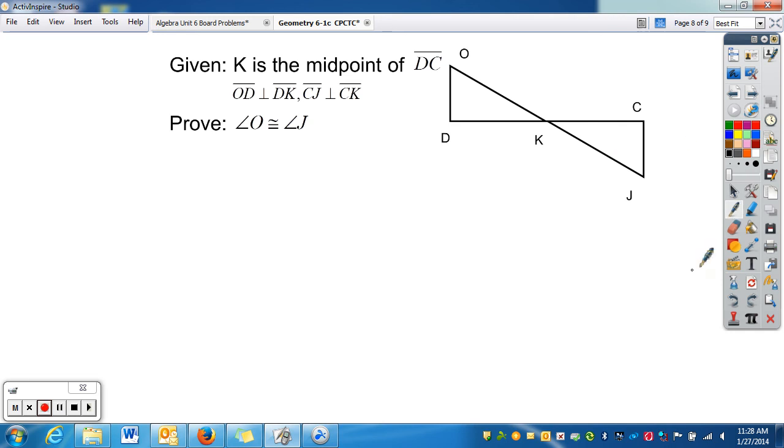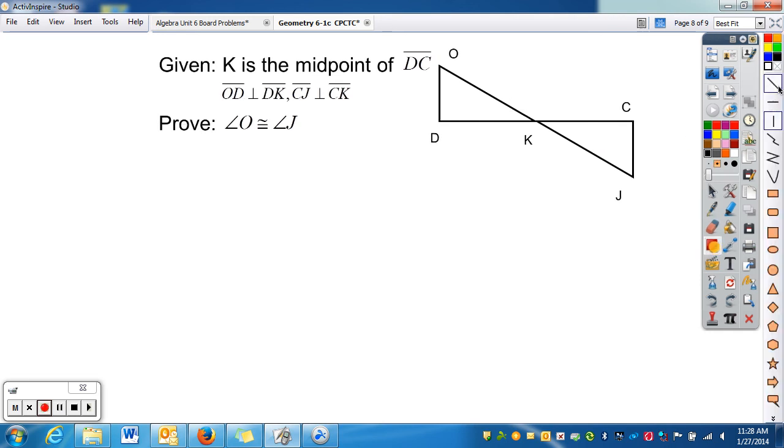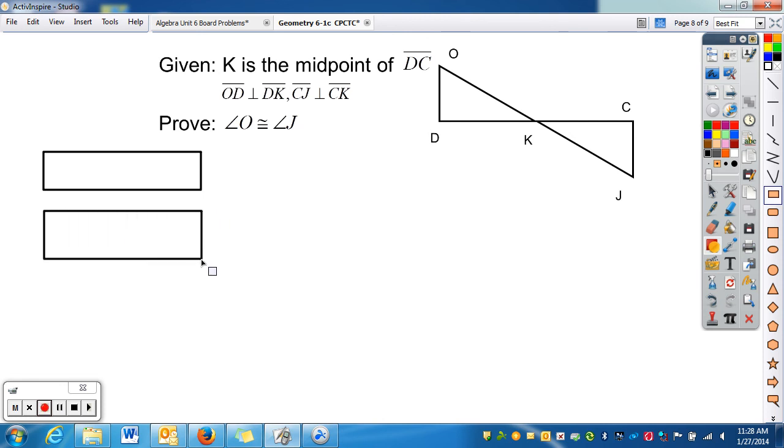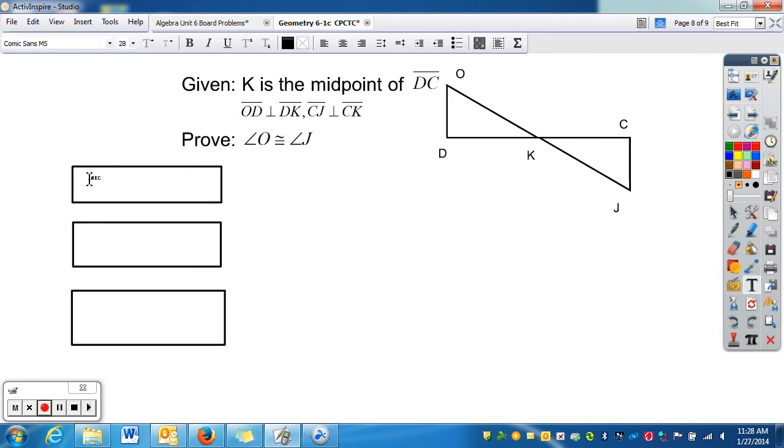Alright, let's do one more proof together. And actually this one I'm going to make a flow proof. We're going to do it a little different. So I'm going to draw boxes. So first, we're going to have our first given.